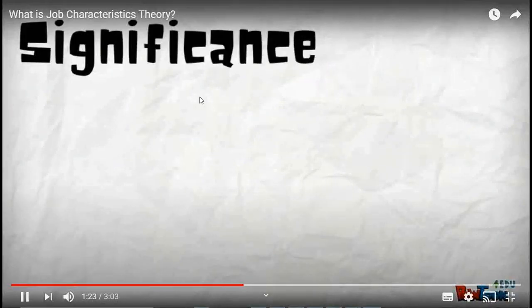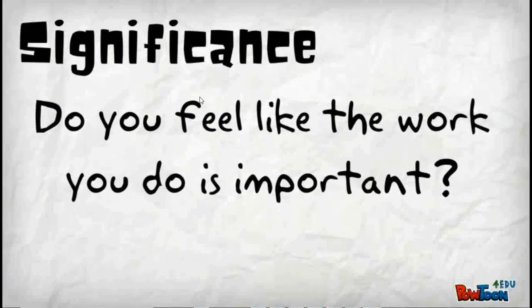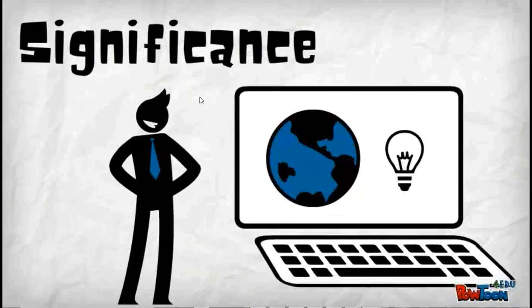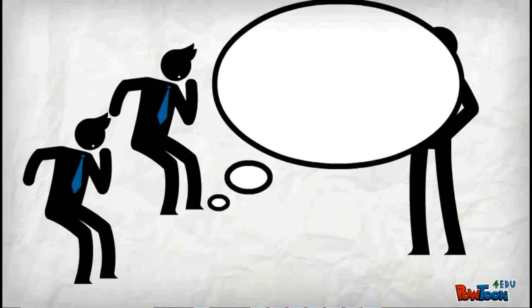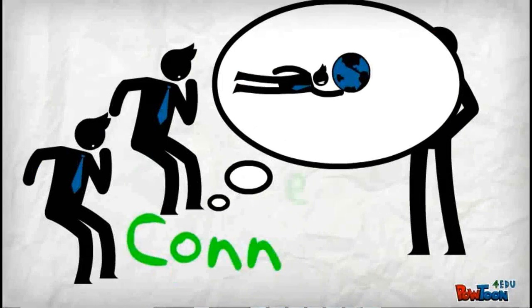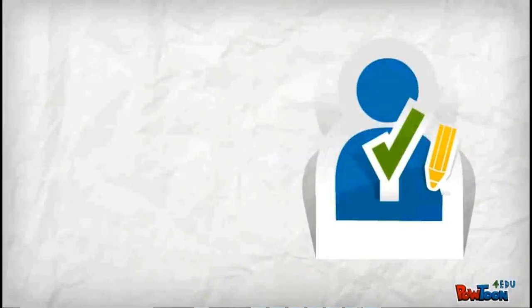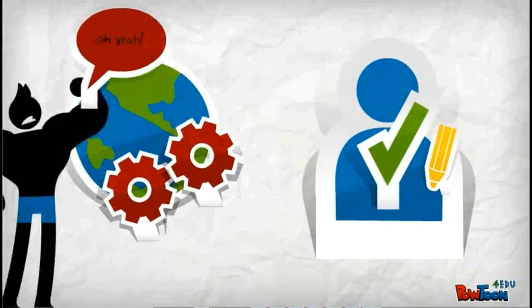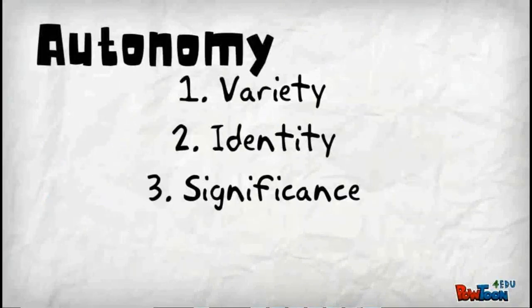Significance is another one. Job significance. Do you feel like the work you do is important? If you can see a broader picture to what you're doing, then you'll have job significance. And what managers can do is to help employees keep that connection, because day to day you may not feel like, oh, geez, I don't even know what I did today. But if someone can remind you, hey, look, you do this, and this helps society, that can help you feel more motivated. So variety, identity, significance, then autonomy.